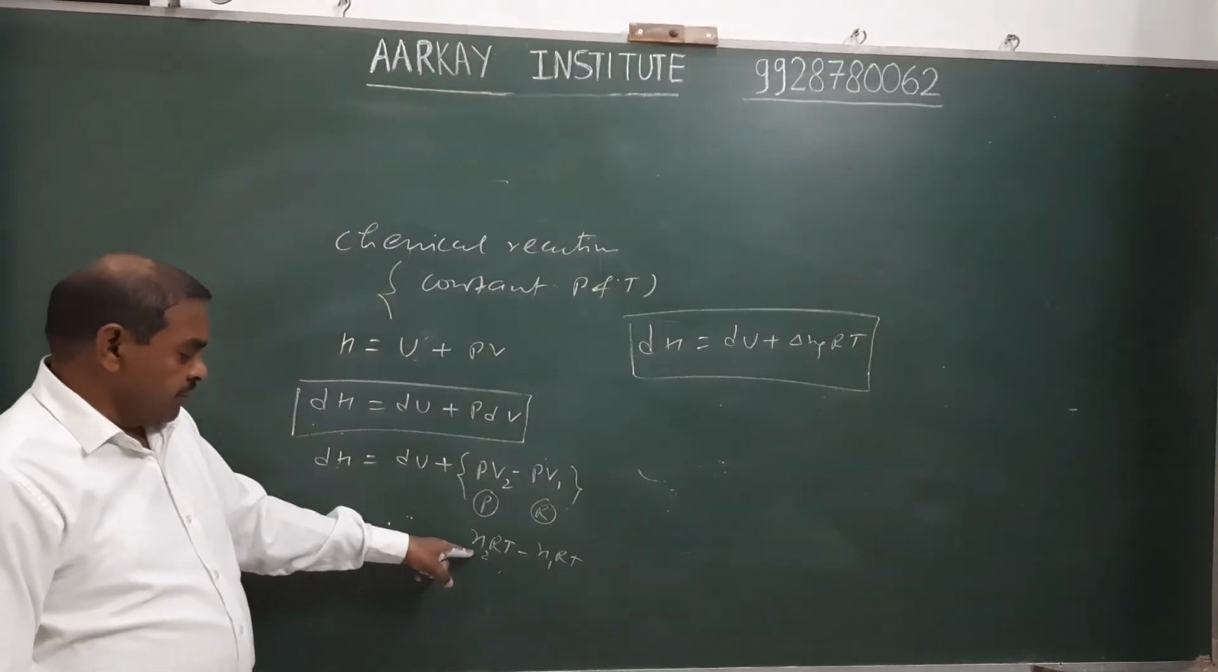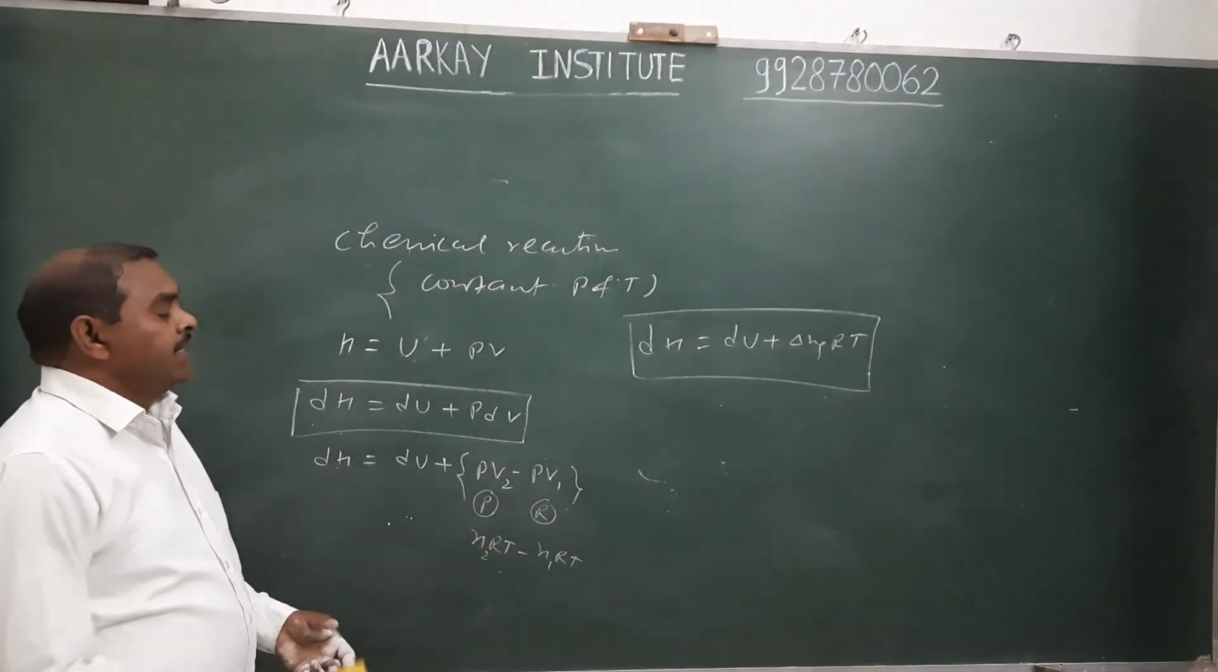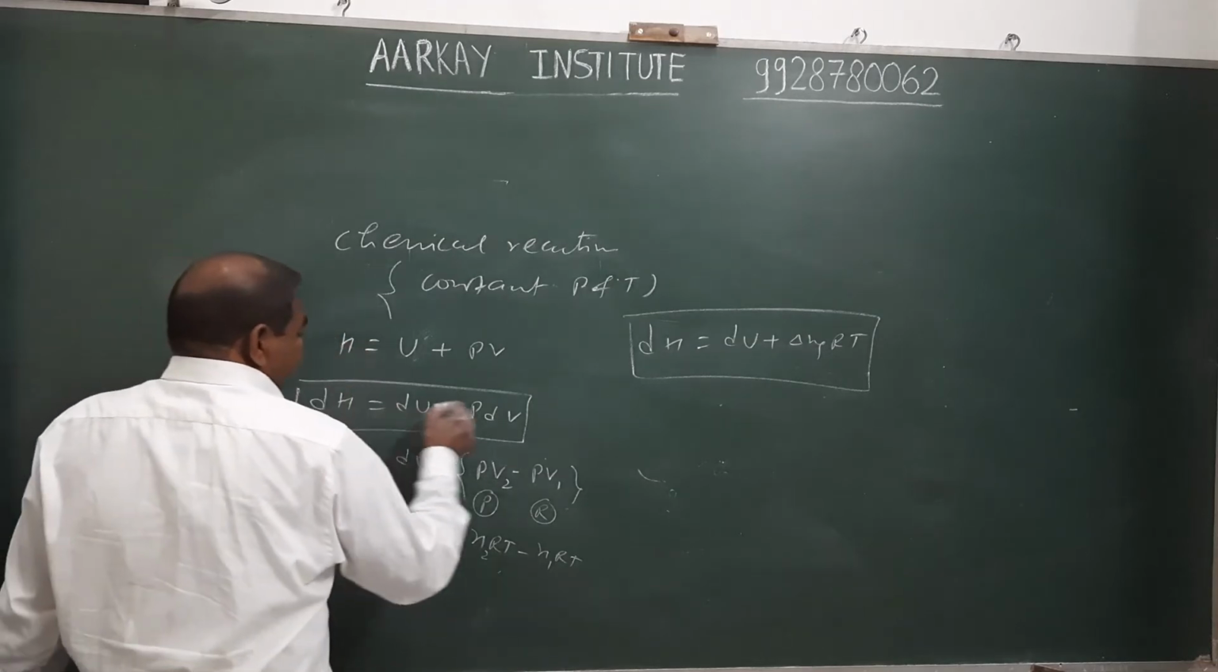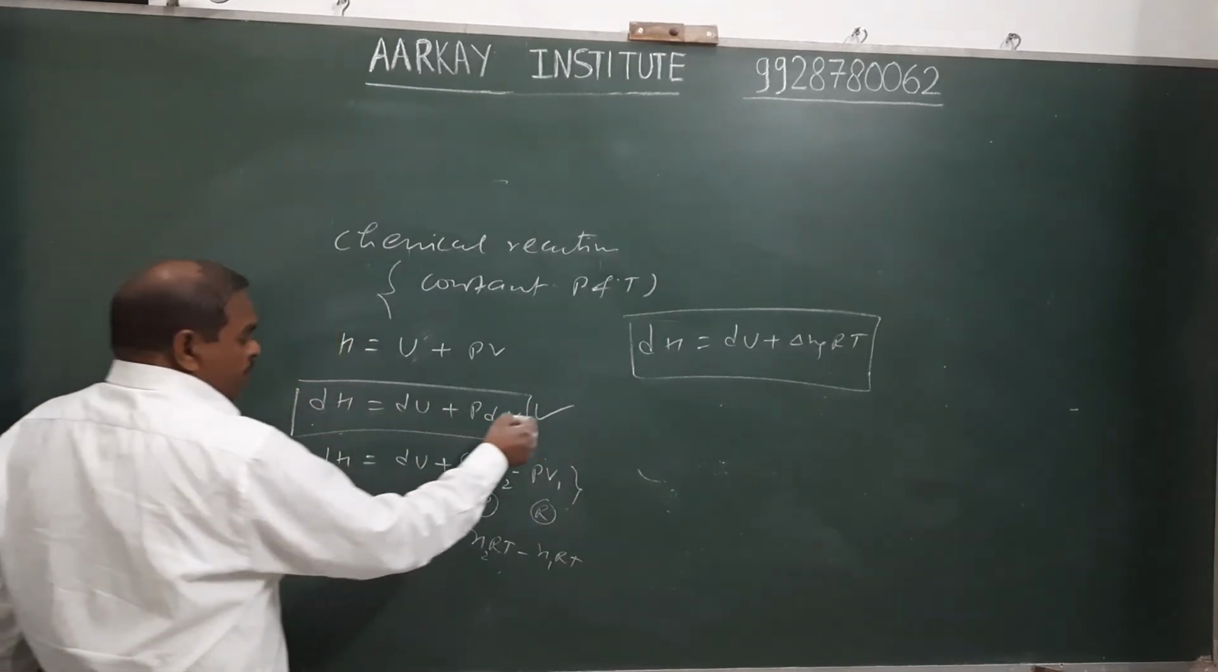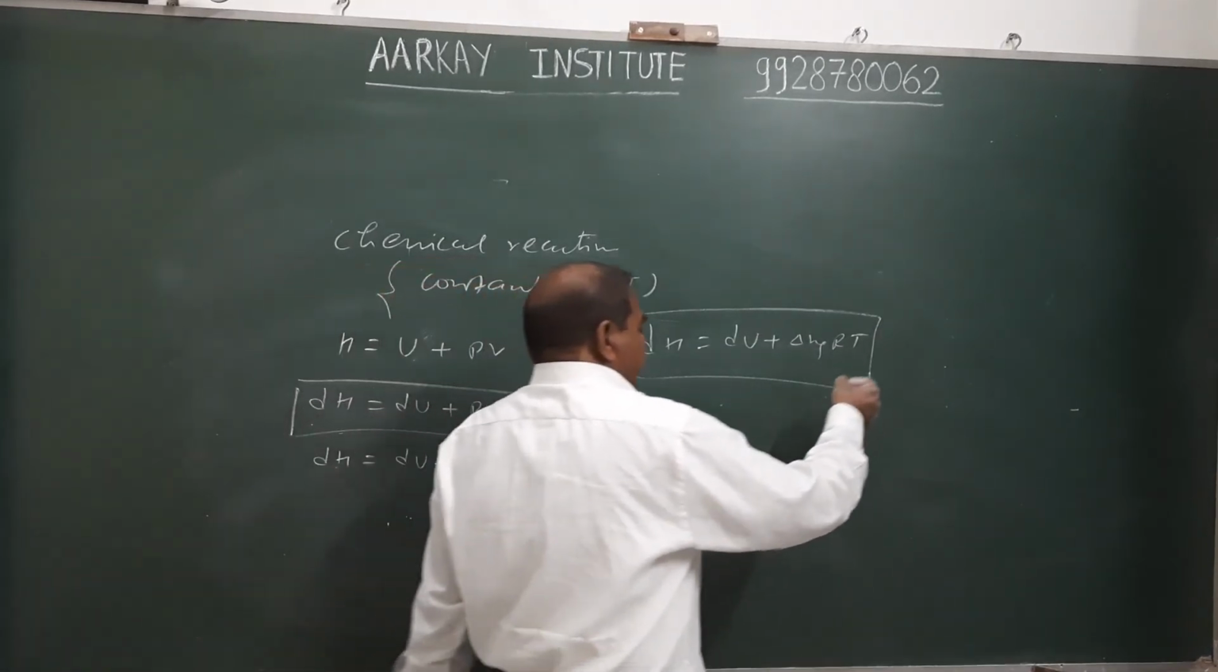You can denote this as delta Ng RT. Hence in a chemical reaction we calculate change in enthalpy with the help of equation first or with the help of equation second.